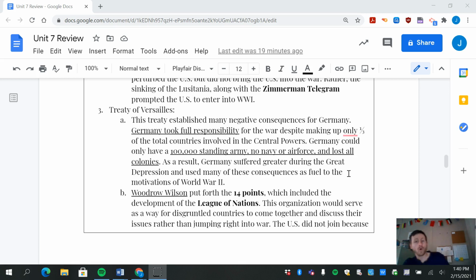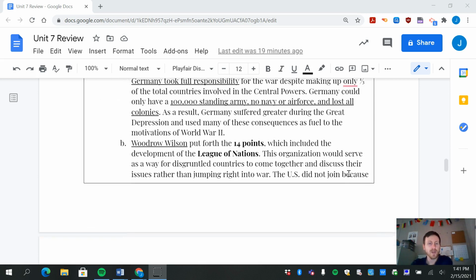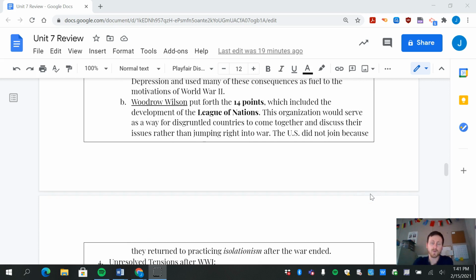But beyond that, they could only have about a 100,000 person standing army. They couldn't have a navy or an air force, and they lost all of their colonies. So as a result of all of this, as the world goes into the Great Depression, we see that Germany ends up succumbing to even worse side effects of the Great Depression in comparison to other areas of the world. Again, kind of feeling those long-term sentiments of anger and resentment toward the Allied powers like the United States, France, and Great Britain.